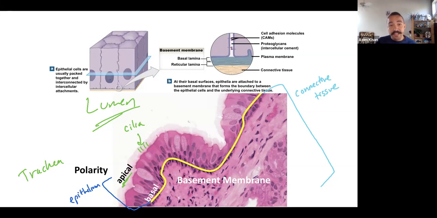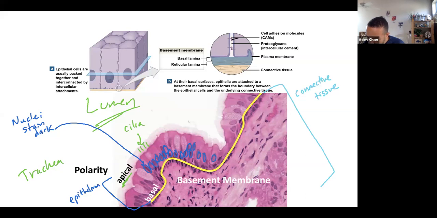When you stain tissues, the thing that usually stains the darkest are nuclei. Nuclei stain dark. So when you look and you see many nuclei next to each other, overall, you get an appearance of these cells. Let me outline a single cell. You get the appearance of cells looking darker. Epithelial tissue, therefore, looks darker because you have so many cells packed next to each other. And you can see all these individual cells. We'll use black. See all these individual cells packed next to each other, one after another, after another. We have cellularity.